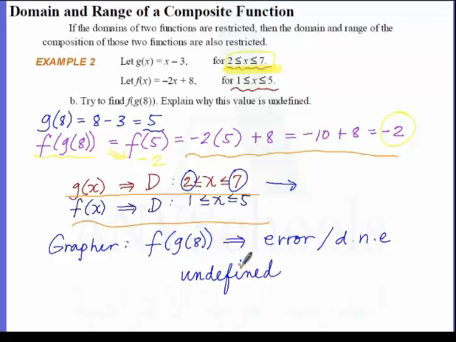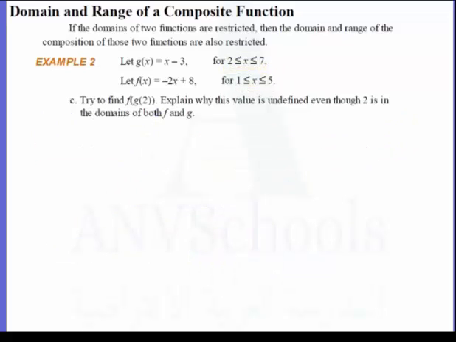And that completes our requirement for letter B. Now we go to letter C. Try to find f of g of 2 and explain why this value is undefined, even though 2 is in the domains of both f and g. Now we go to the basics again. Our g of 2 here is equal to 2 minus 3, and 2 is in the domain restriction of our g of x. Therefore, it is valid for g of x. So g of 2 is equal to -1.